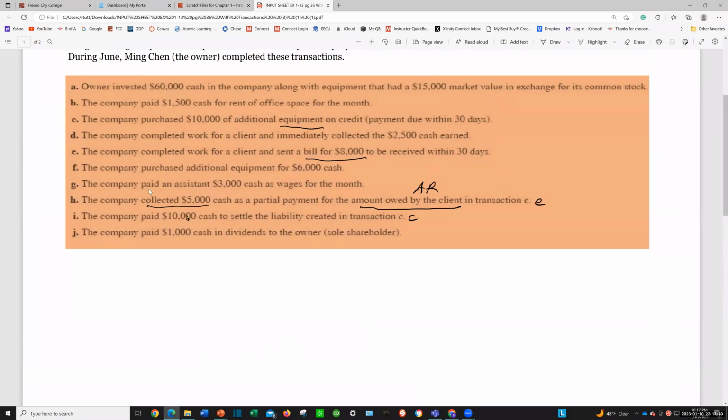The company paid an assistant 3,000 cash as wages for the month. Well, first off, you paid cash. Does cash go up or down? Well, cash is going to go down. Now, why did we pay the cash? We're paying our employee for wages. So that's wages expense.